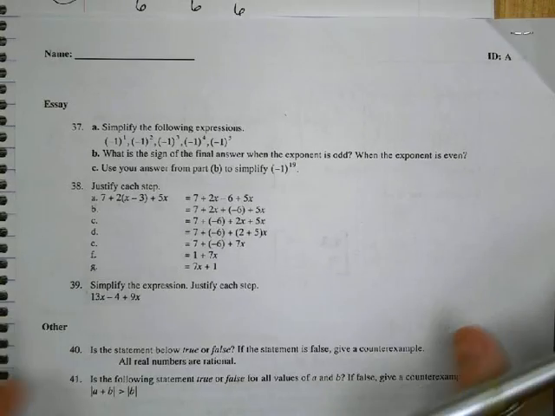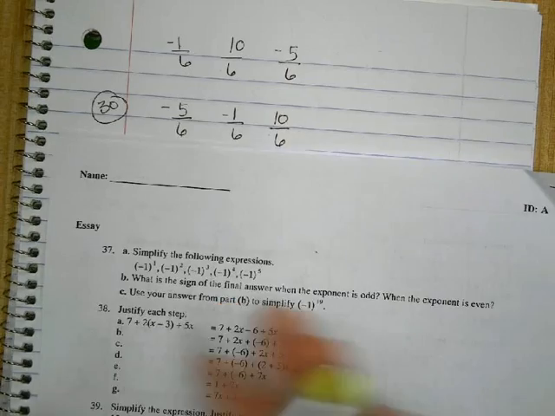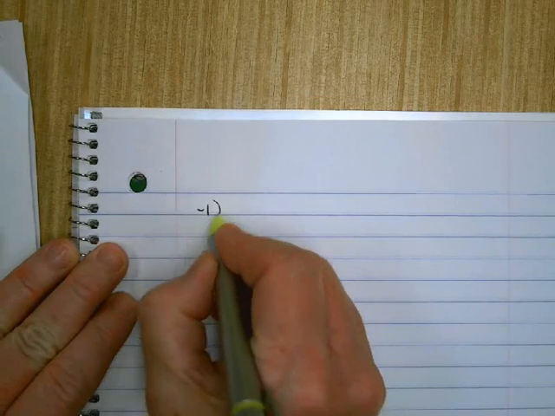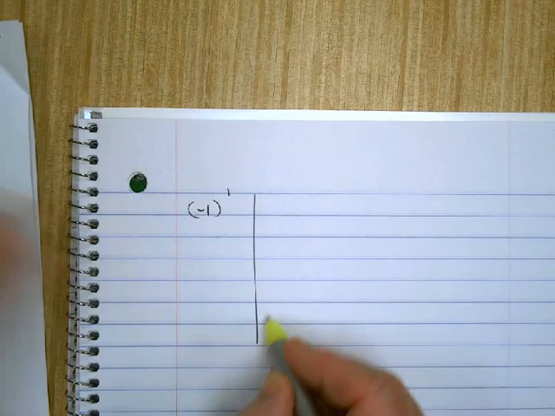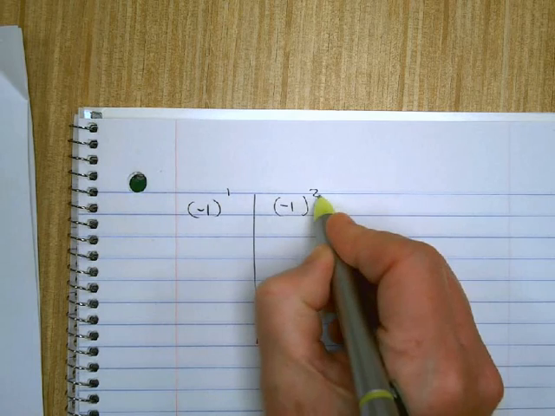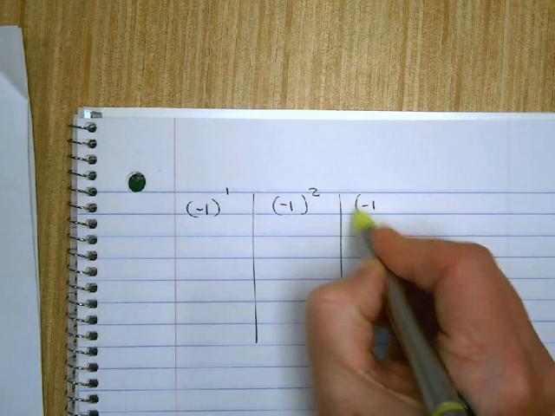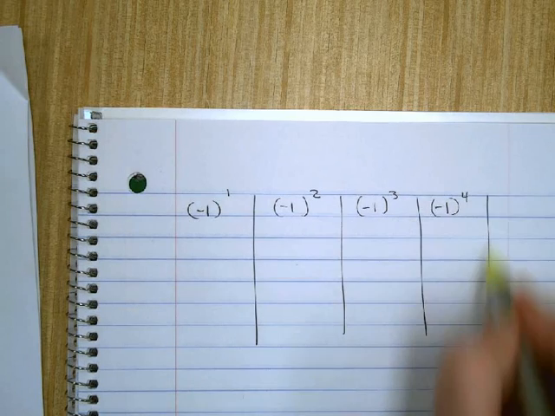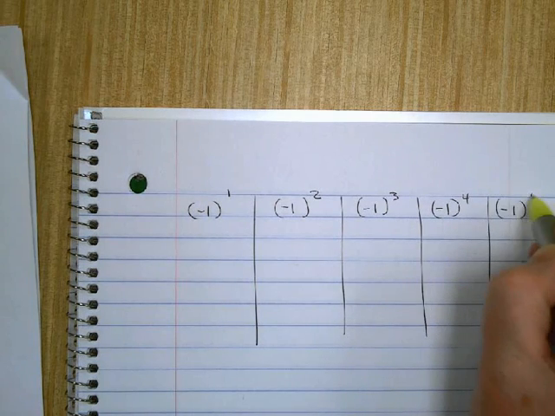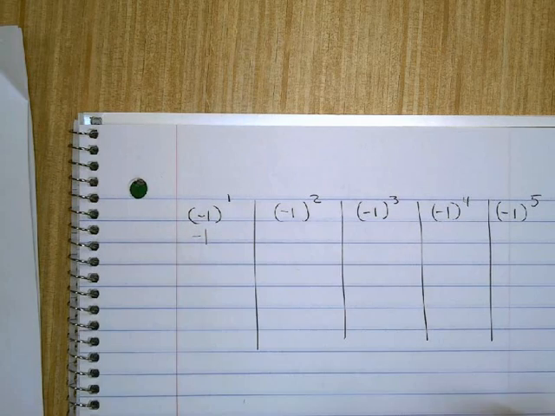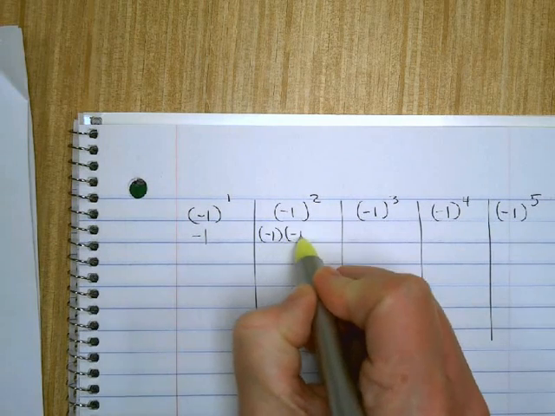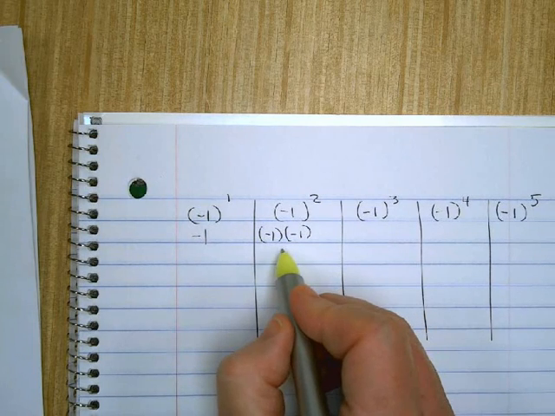37, simplify the following expressions. -1 to the first power, -1 to the second power, -1 to the third power, -1 to the fourth power, -1 to the fifth power. -1 to the first power is -1, just is what it is. -1 squared means you're going to multiply -1 together twice. You're going to get +1.